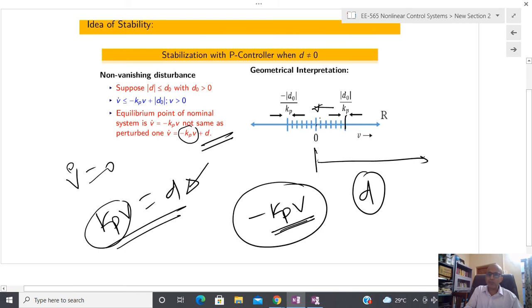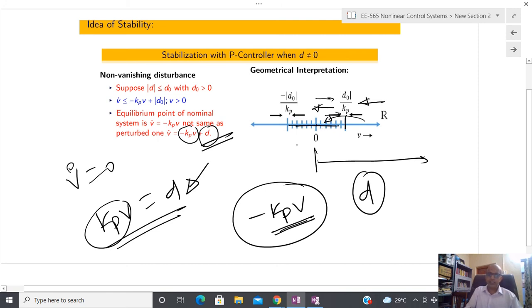Due to that reason, I can move in this direction. But if you move in this direction, the magnitude of disturbance is now higher. So they will pull you back in this direction, but you know the behavior in this direction. So I cannot move beyond this. Once you enter inside this, you are not going to leave this region.